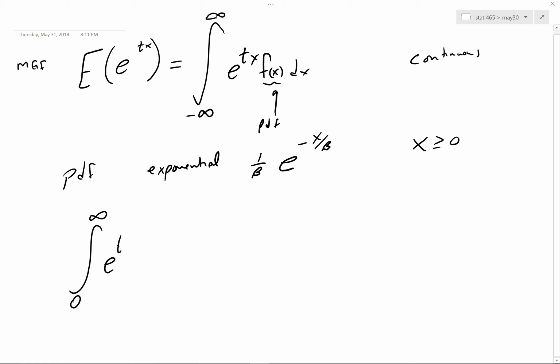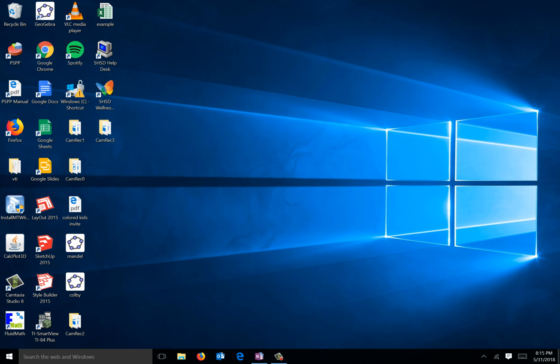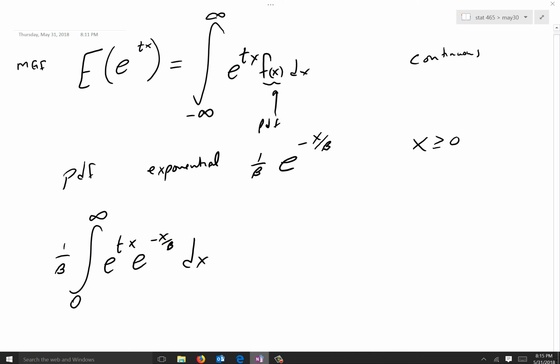And it's going to be e to the tx. I pull that 1 over beta out front because I can. e to the minus x over beta, dx.